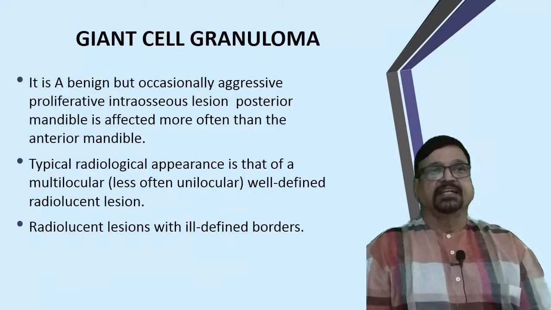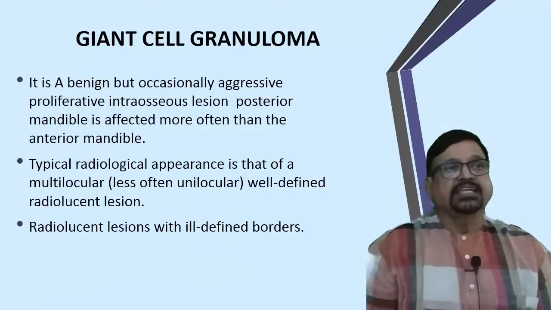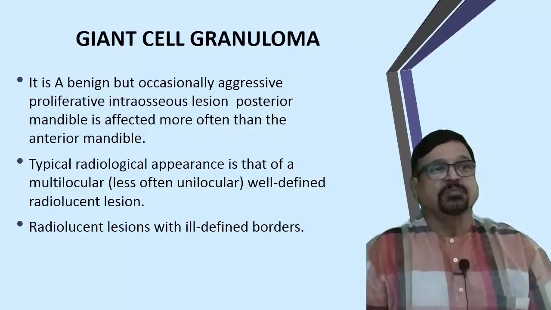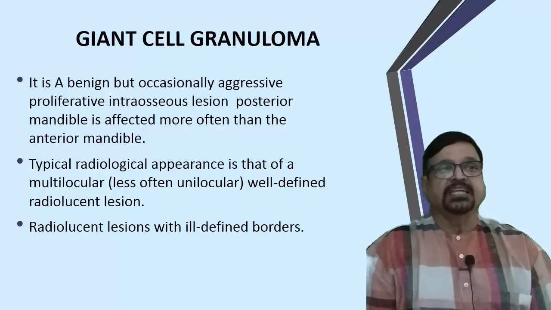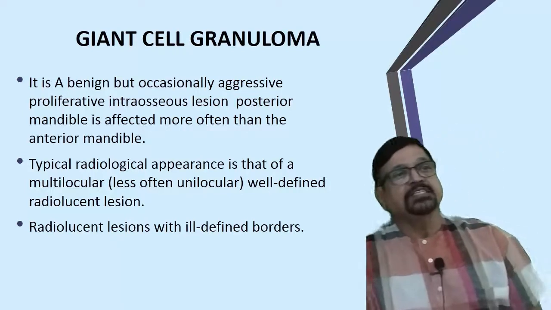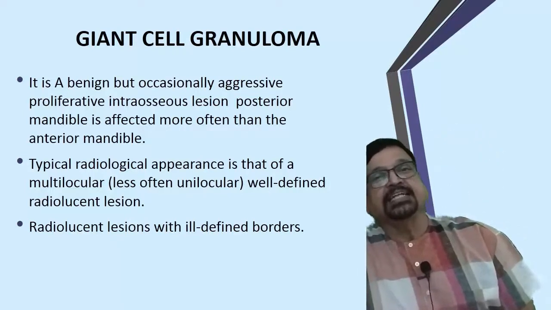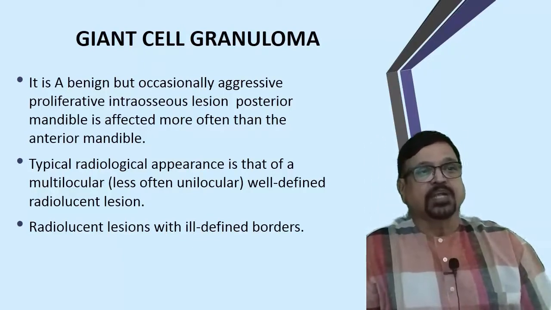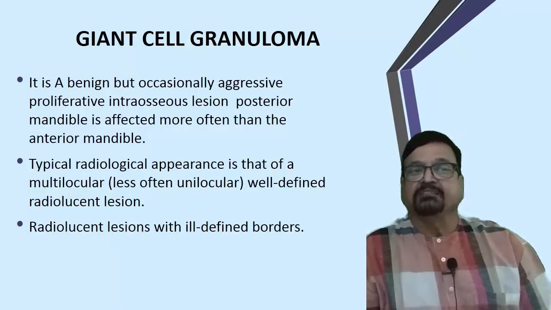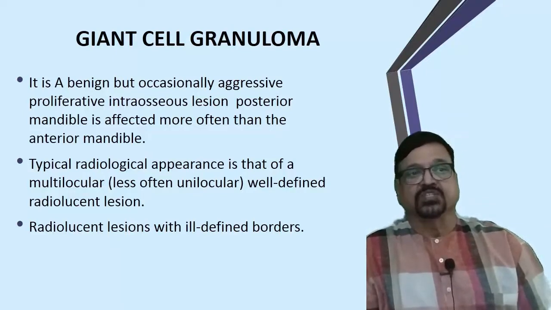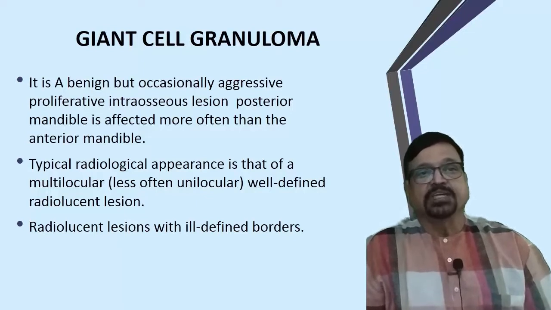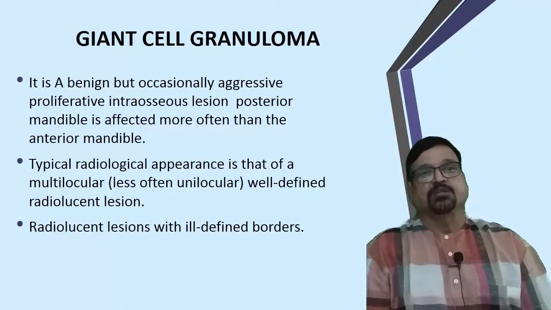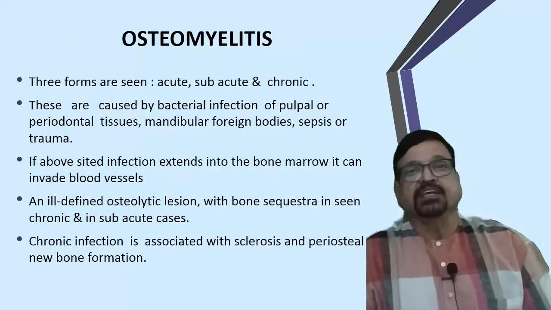Now, giant cell granuloma is a benign but occasionally aggressive proliferative intraosseous lesion. The posterior mandible is affected more than the anterior mandible. The typical radiological appearance is multilocular, less often unilocular, well-defined radiolucent lesions. Now, radiolucent lesions with ill-defined borders, we think of giant cell granulomas. Now, osteomyelitis is a very, very common finding.